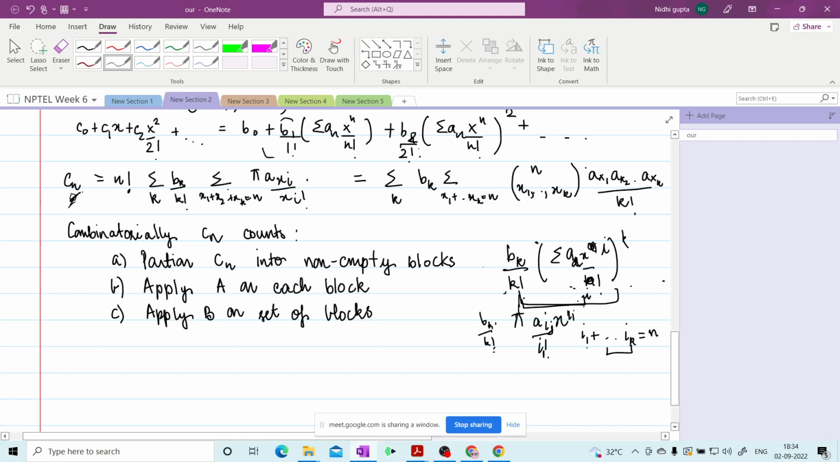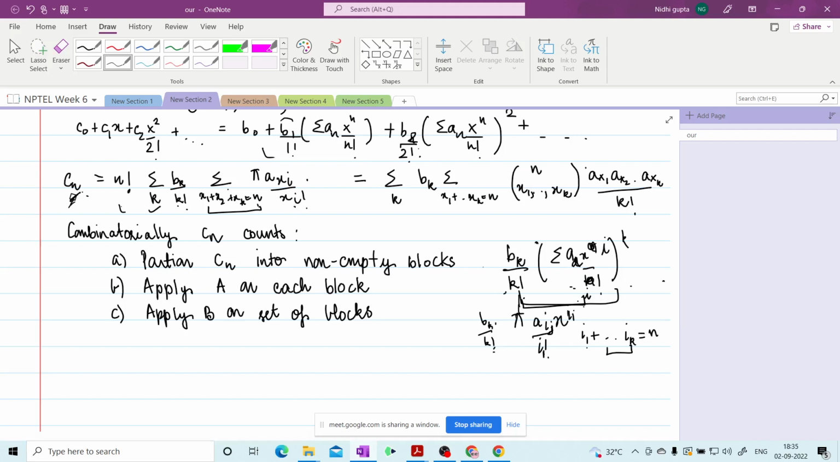So we see that this cn is coming out to be, first we are summing it over compositions of n, since the coefficient of x raised to the power xi in each of these brackets is a_xi by xi factorial. So this is this term, and then this is bk by k factorial, and then we are summing it over all k. So do you understand how we are getting this coefficient?